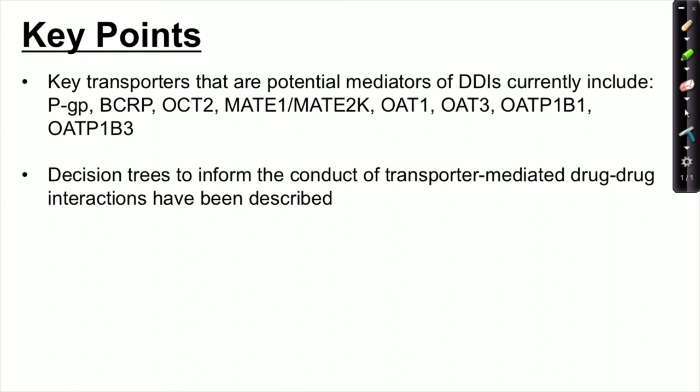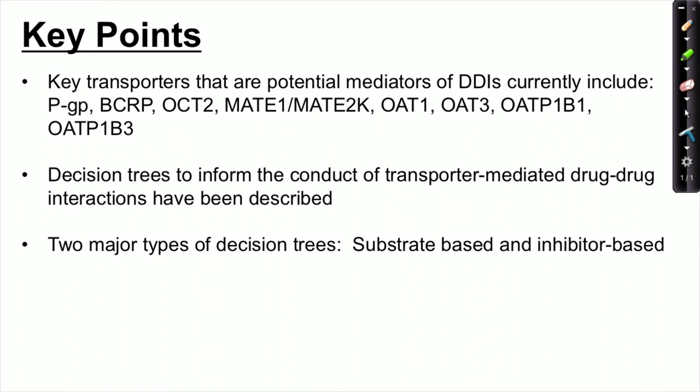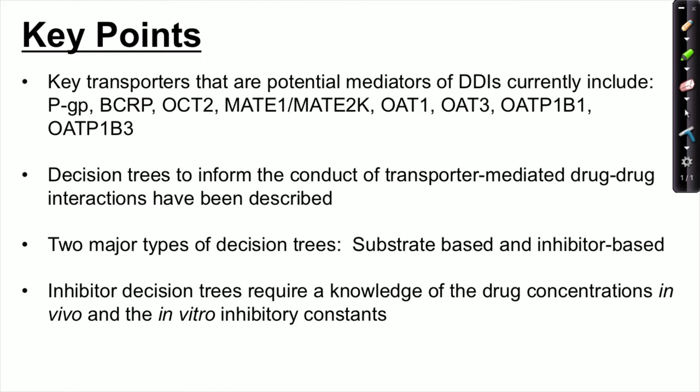They are well-published and well-known, and I'm going to describe how you would use a decision tree to help inform you on whether you want to do a clinical drug-drug interaction study. The third key point is there are two major types of decision trees, substrate-based and inhibitor-based, and I will describe those as well. And finally, inhibitor decision trees require a knowledge of the drug concentrations in vivo and the in vitro inhibitory constants, and I'll describe that briefly.